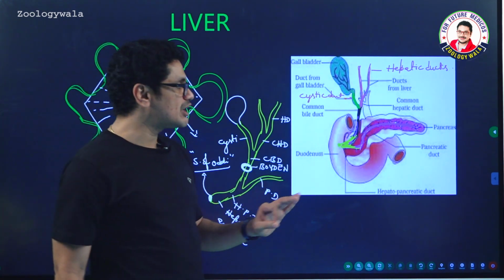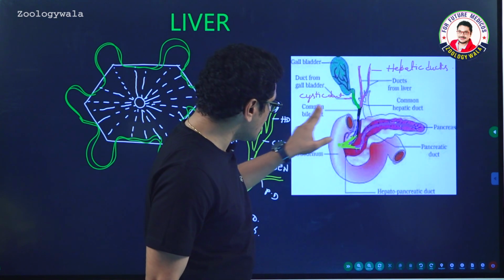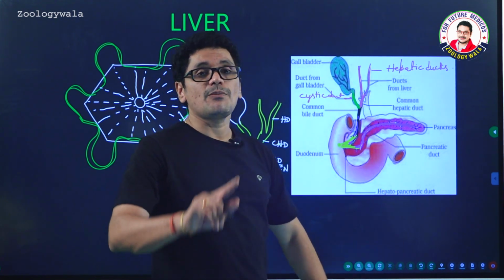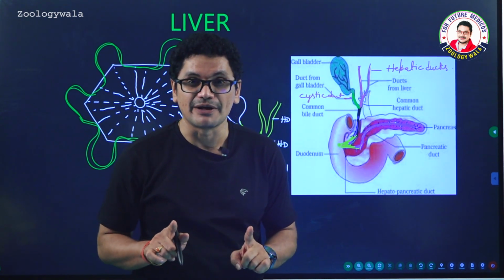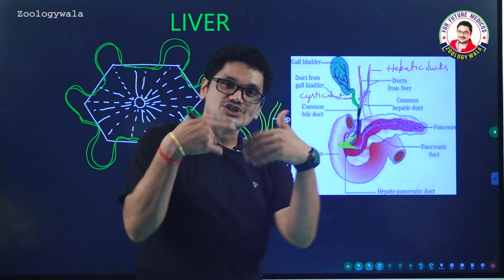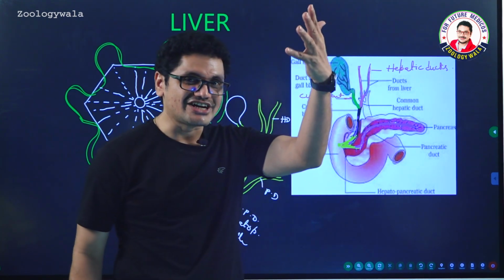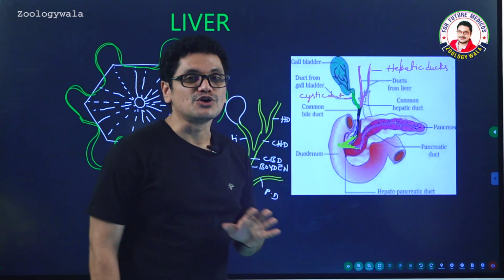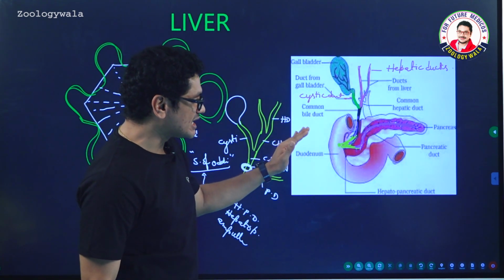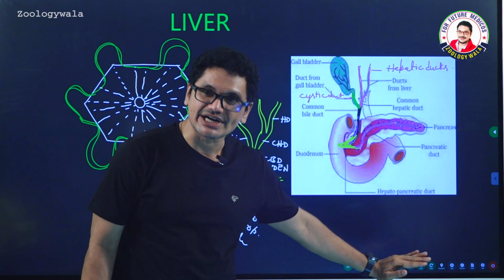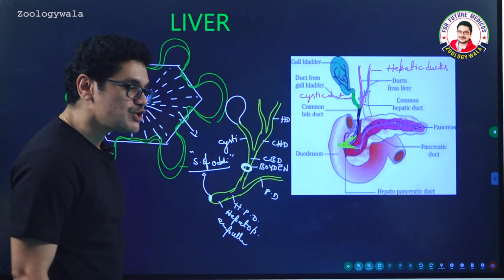You have to remember one important point here. Common bile duct is different, hepatopancreatic duct is different in human beings, but in case of frog the story will change. I will tell at the time of frog. Okay, but I don't want to confuse you now. Common bile duct is different, hepatopancreatic duct is different in case of a human being.